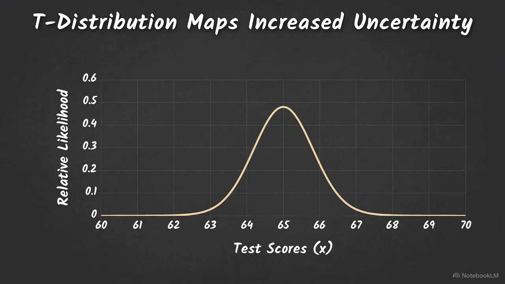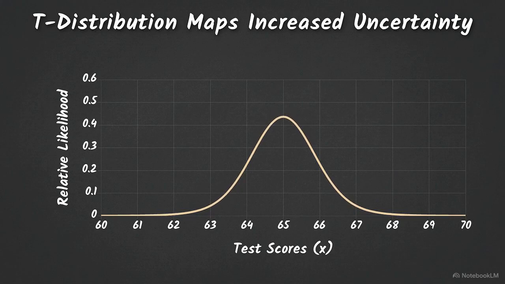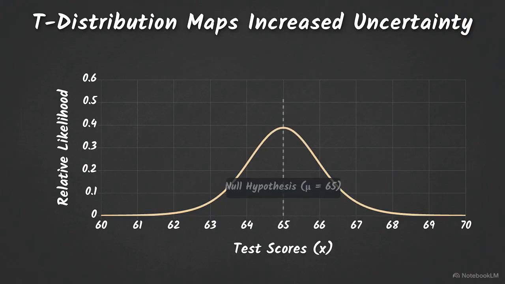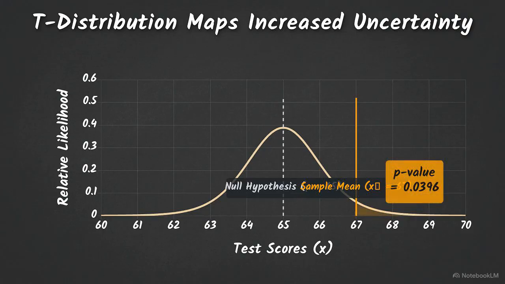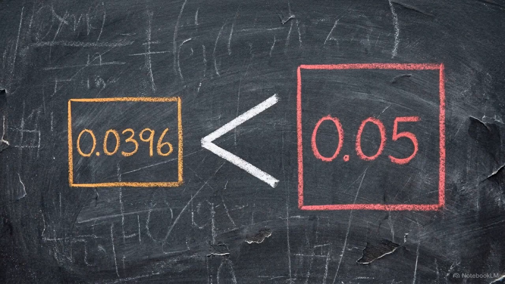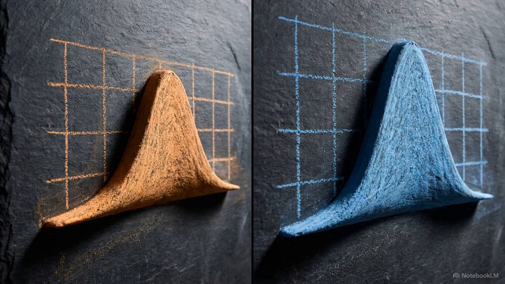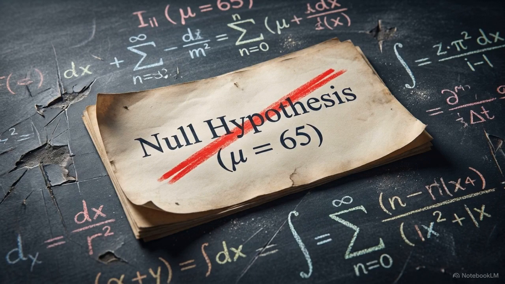When missing the population data, analysts must substitute the sample standard deviation and warp the underlying geometry to compensate. The squashed peak and fatter tails physically map the increased uncertainty of a small sample. With the new geometry set, the test runs normally. A sample mean of 67 and a right-tailed test land the new p-value at 0.0396. Once again, we compare this result to our 0.05 alpha threshold. Even though the probability model had to adapt to accommodate missing information, the final step remains identical. The p-value is less than alpha, so the null hypothesis is rejected.